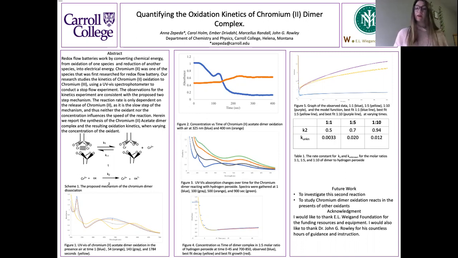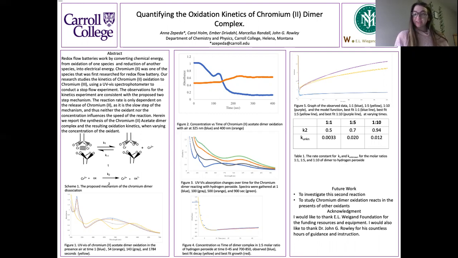So chromium has a lot of available oxidation states to it. And one of them, chromium 2+, is a really good reductant. So it is able to reduce oxygen in the air and become chromium 3+. So it's a very unstable oxidation state because it is such a good reductant. And so in a way to better control that rate of oxidation, we attach ligands to it. And in this case, we were attaching an acetate ligand to our chromium dimer complex.